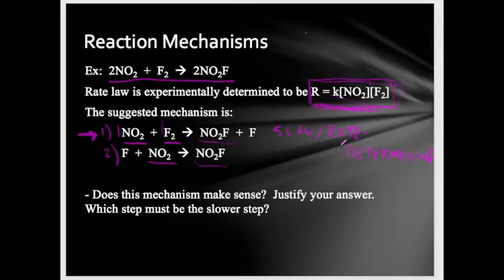So two things have got to be true for a mechanism to be a good theoretical mechanism. In order for me to say that this overall reaction probably does actually happen in two steps, those two steps have to add up to the overall equation, which they do, and the experimentally determined rate law has got to show up in one of the steps, stoichiometrically speaking: first order with respect to NO2, first order with respect to F2. That has got to match the stoichiometry of one of the steps. And that is indeed the case here, and I call that the slow or the rate determining step.